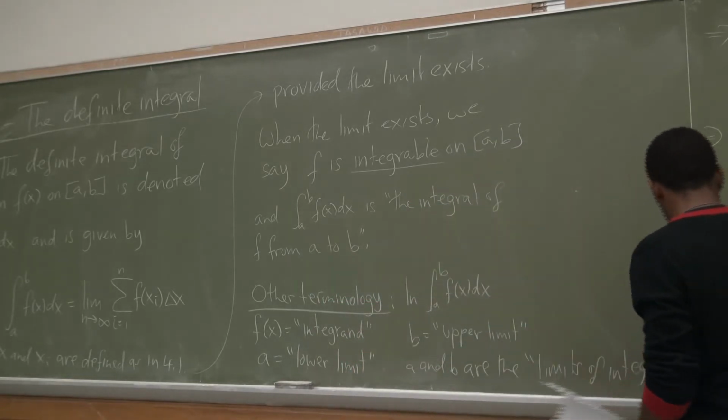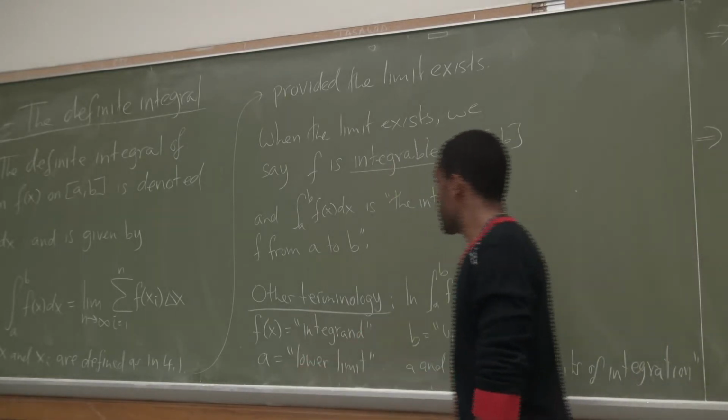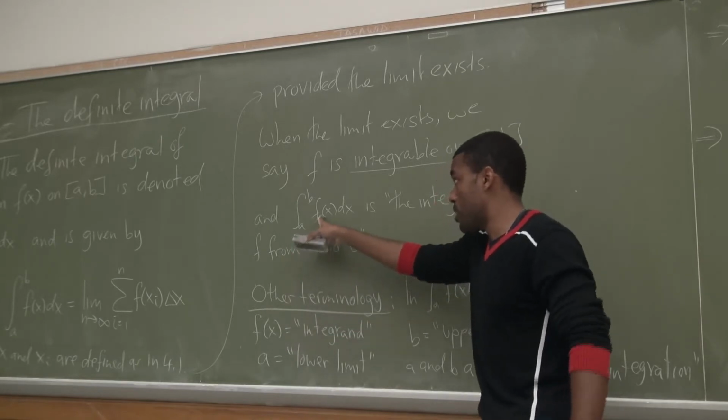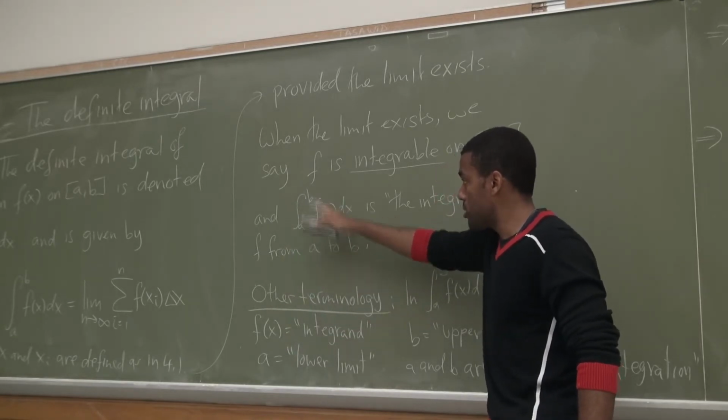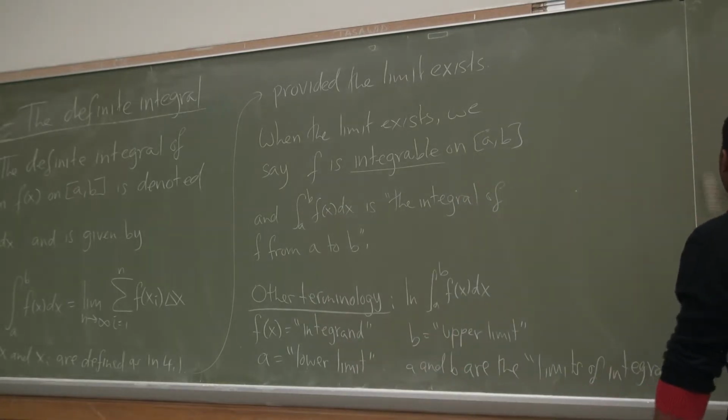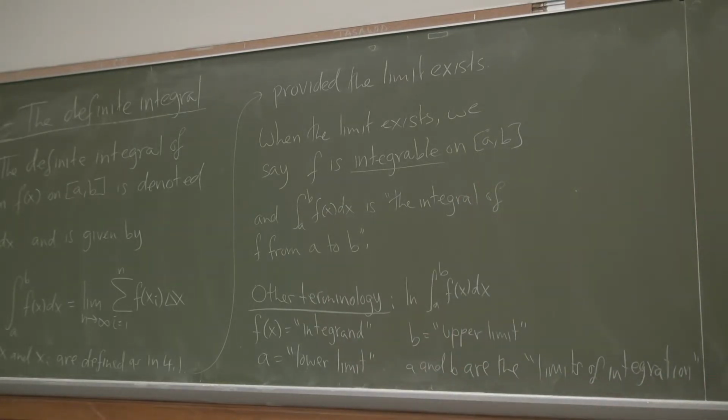That's just some terminology. If I say the integrand, I'm talking about just the function, right? a and b are called the limits of integration. a is called the lower limit, b is called the upper limit. So very soon I'm going to be talking about integration, and I'm going to be saying all these terms. You need to know what I'm talking about. So that is what they're called.